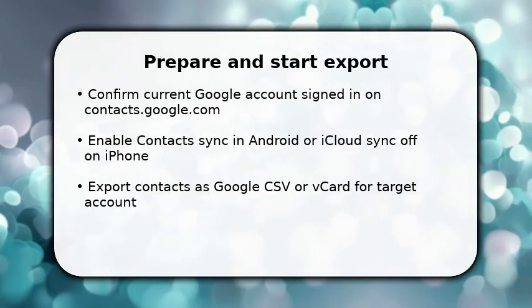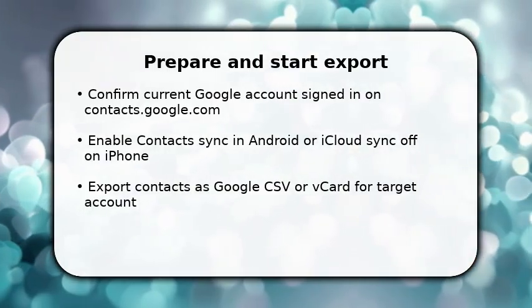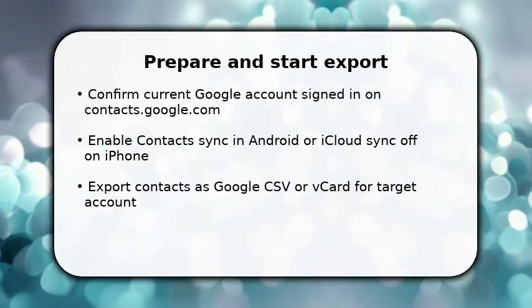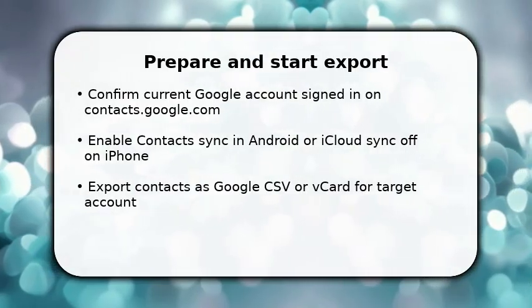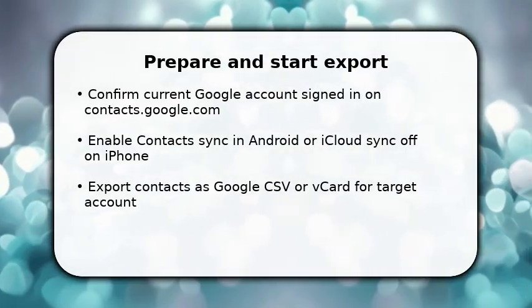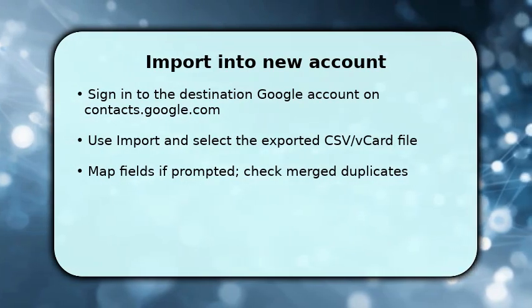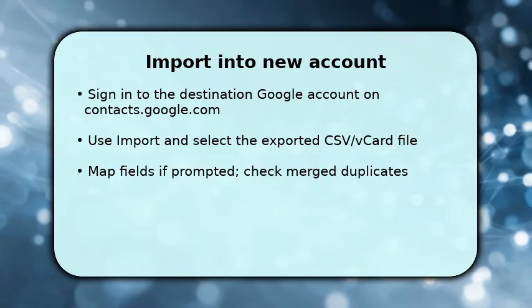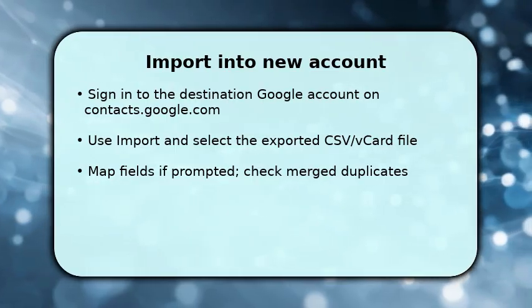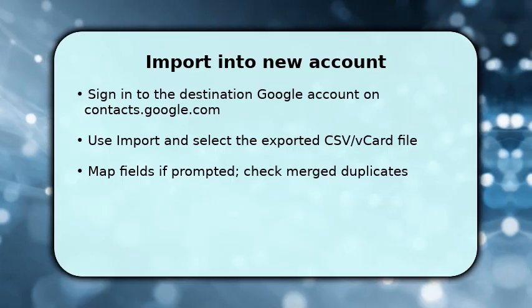Once done, download the exported file and inspect it for duplicates or odd characters. Make sure to remove temporary accounts if you used a device to access the old account. Now switch to the Google account you want as primary and open Contacts. Google, use import and choose the CSV or vCard you exported.